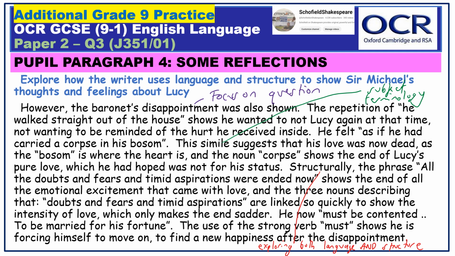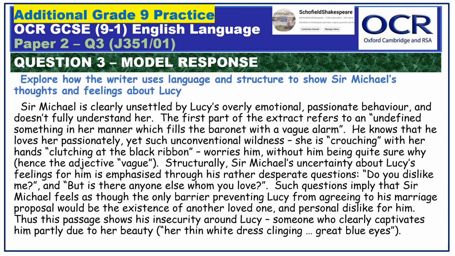And so it must be time for my complete model response. Sir Michael is clearly unsettled by Lucy's overly emotional, passionate behaviour and doesn't fully understand her. The first part of the extract refers to an undefined something in her manner which fills the baronet with a vague alarm. He knows that he loves her passionately, yet such unconventional wildness, she is crouching with her hands clutching at the black ribbon, worries him without him being quite sure why, hence the adjective vague.